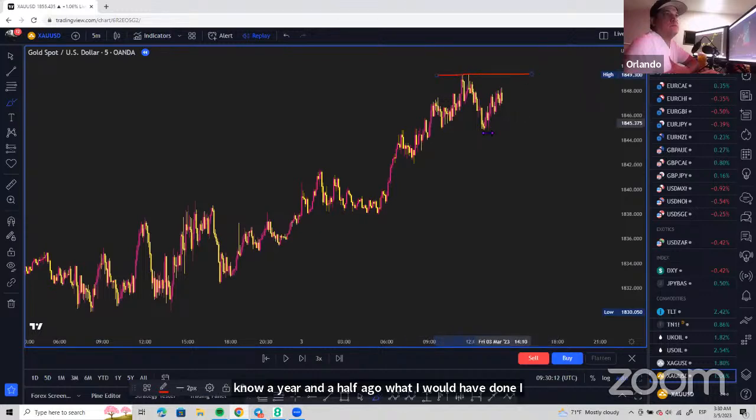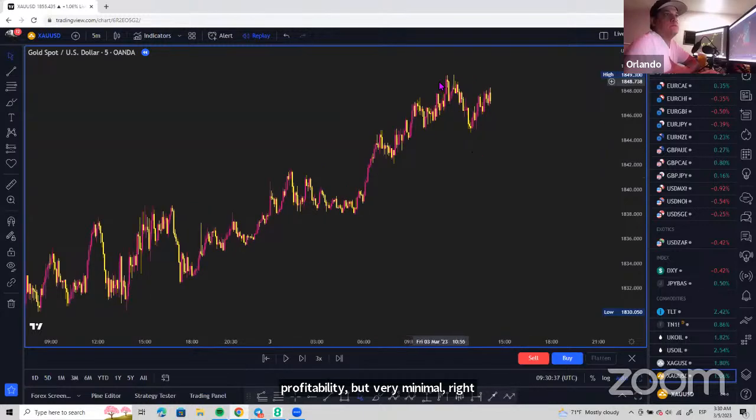I would have looked to buy the breakout of the highs with stop losses either below this low, but most likely below the structure low here. That used to have a little bit of edge, right? It showed profitability, but very minimal, right? And this is what I used to do.